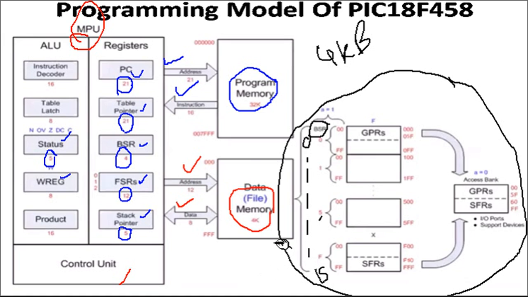In this way, if you see here, 4K is written. This 4K memory is being covered by the banks. A part of bank 0 and a part of the last bank, bank 15, are taken and are called the Access Bank. So you just notice here, I'll mark it with a red color. This is the Access Bank.